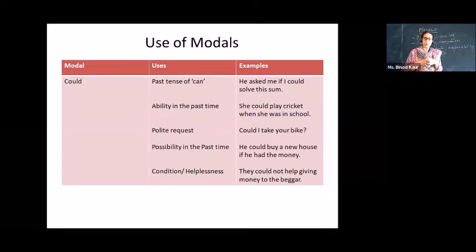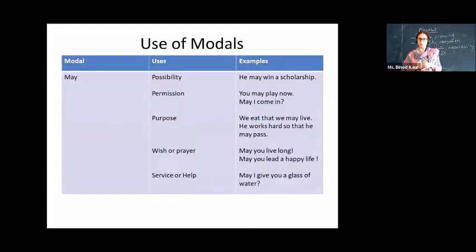So could is used in different situations: past tense of can, ability in the past time, polite request, possibility in the past time. He could buy a new house if he had the money. So possibility in the past time. Condition, helplessness. They could not help giving money to the beggar. So it means they were helpless. They could not help themselves and they gave money to the beggar. Okay, next slide. May.